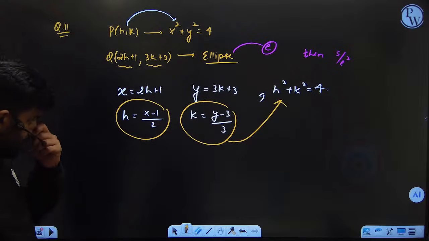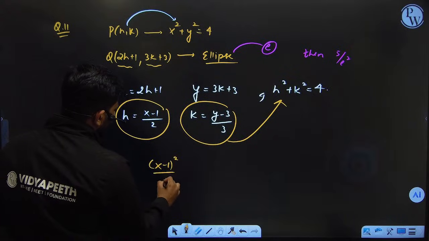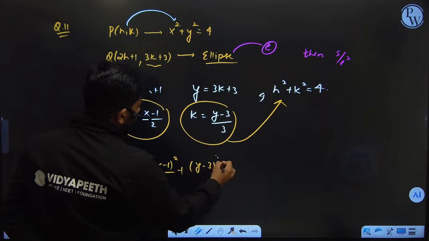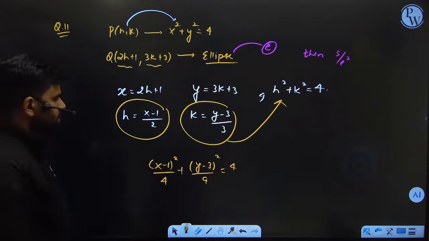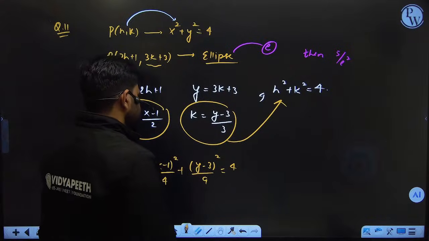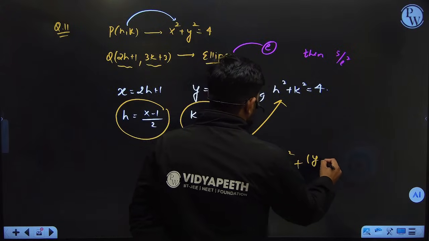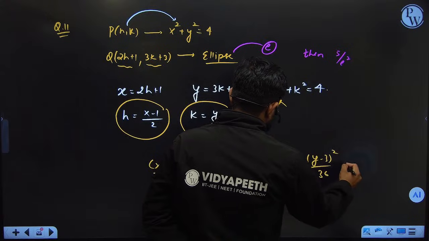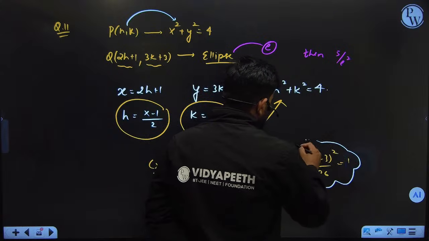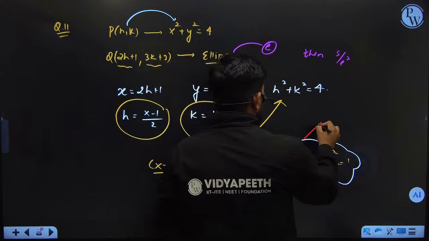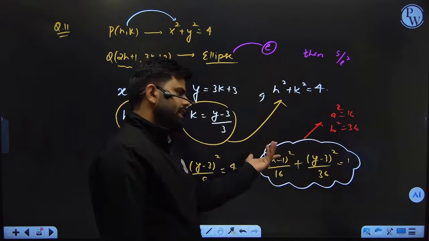So what will be the final equation if you put h equals (x - 1)/2 and k equals (y - 3)/3? Now this is an ellipse, a shifted ellipse. So (x - 1) square by 16 plus (y - 3) square by 36 equals 1. Clearly you can see the values of a square and b square. So a square is 16, b square is 36.